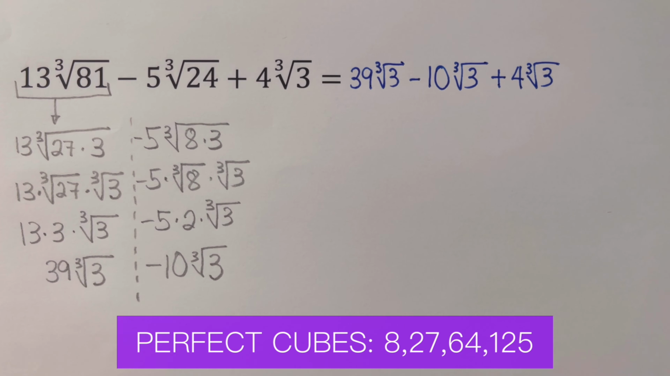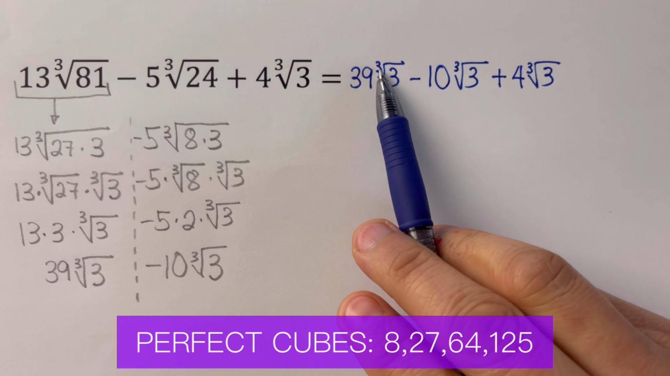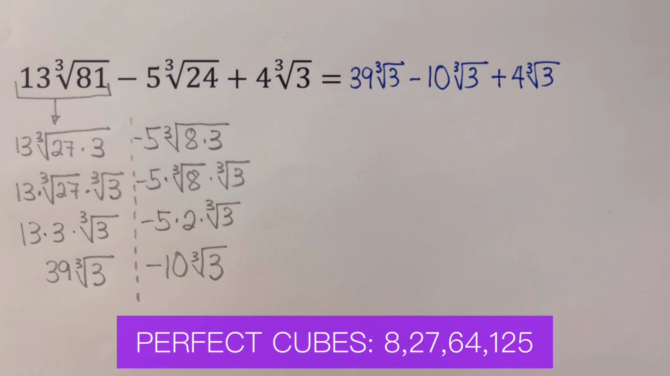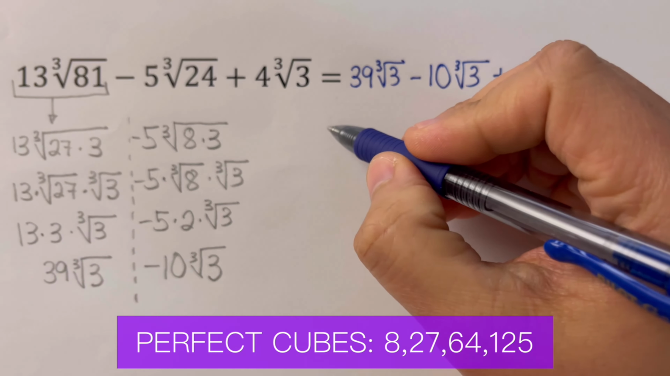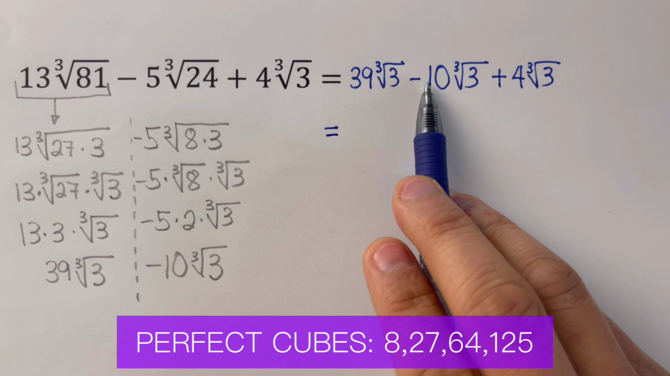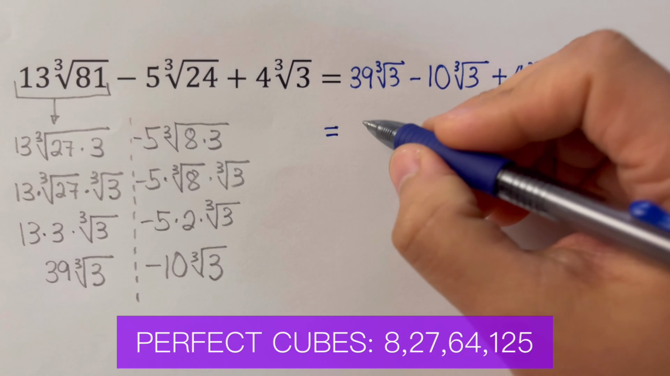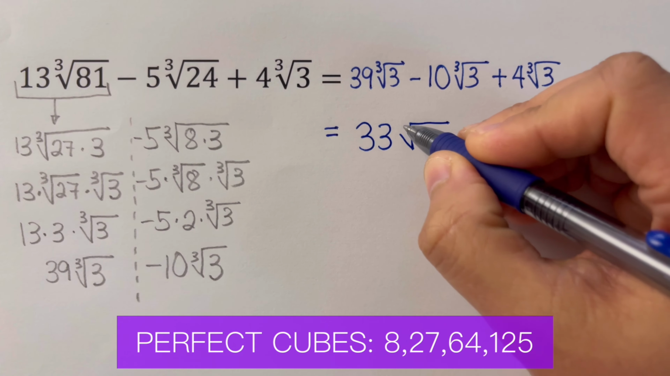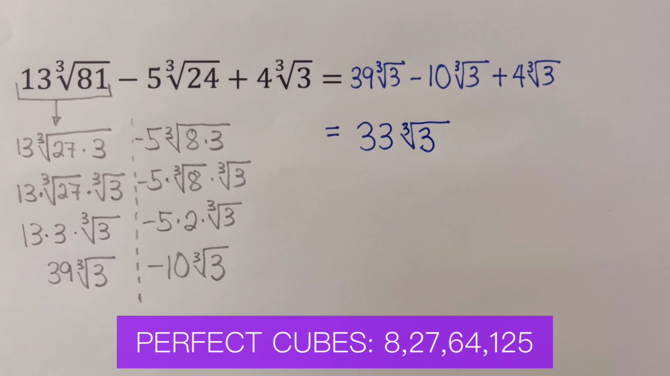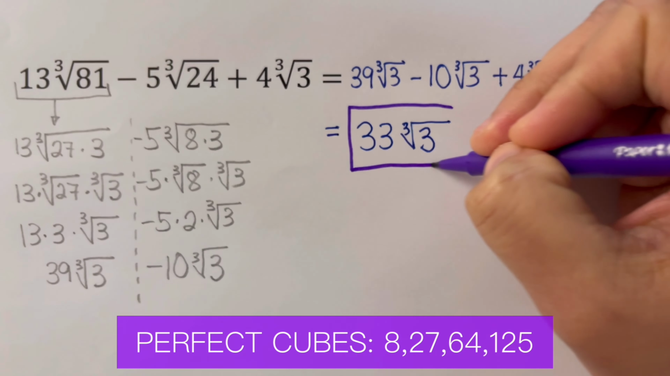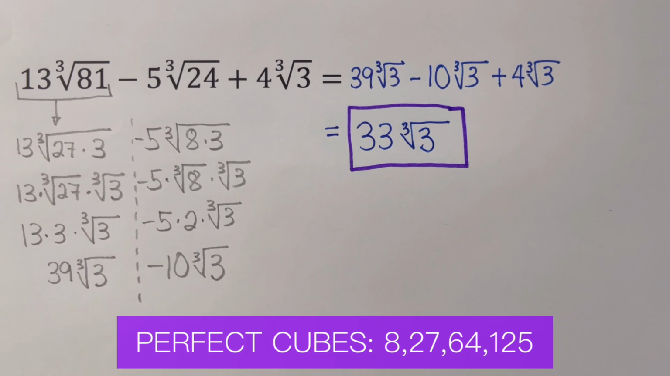And so if you notice, all of them already have the same index of 3 and their radicands are 3. And so we can go ahead and simplify this further. That is 39 minus 10 is 29, plus 4 is 33. And we copy their radical expression, that's cube root of 3. So this is the simplified version of this expression that we have up there.